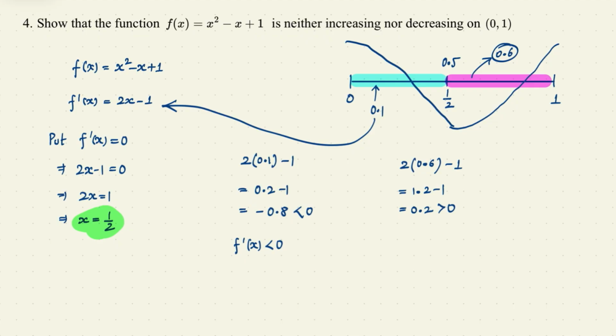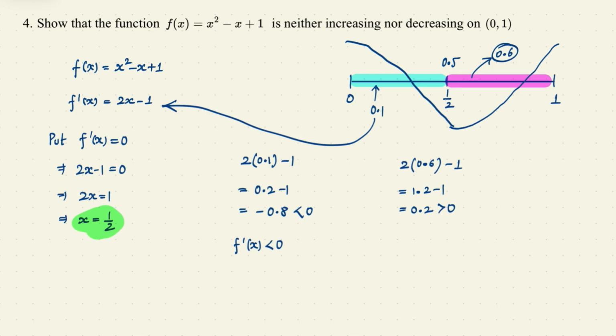So, since this function is decreasing from 0 to 1 by 2 and again increasing from 1 by 2 to 1, that means this function is neither increasing nor decreasing between 0 to 1, because we say a function is increasing only if it is increasing entirely from 0 to 1, or we say a function is decreasing if the function is decreasing entirely from 0 to 1. But here from 0 to 1, this function is increasing as well as decreasing, so we cannot say that the function is increasing or decreasing between 0 to 1.